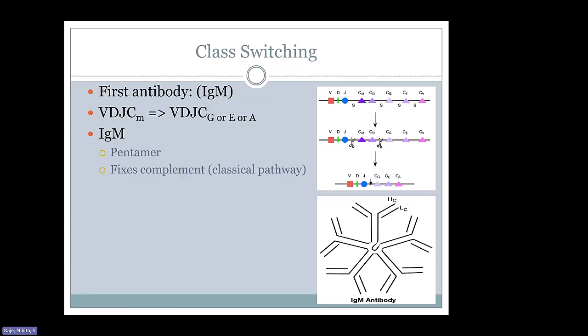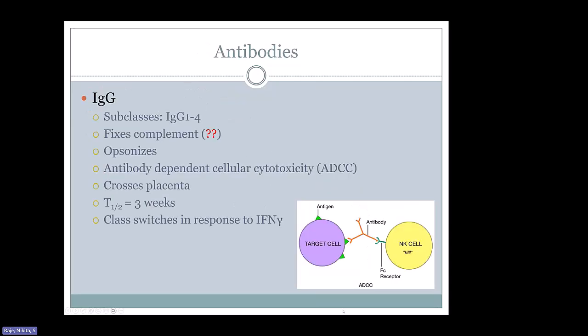IgM is a pentamer, which means 5 molecules of IgM can come together and are joined with a joining chain here to form that pentamer. And it fixes complement very well. So that's the best one for complement fixation.